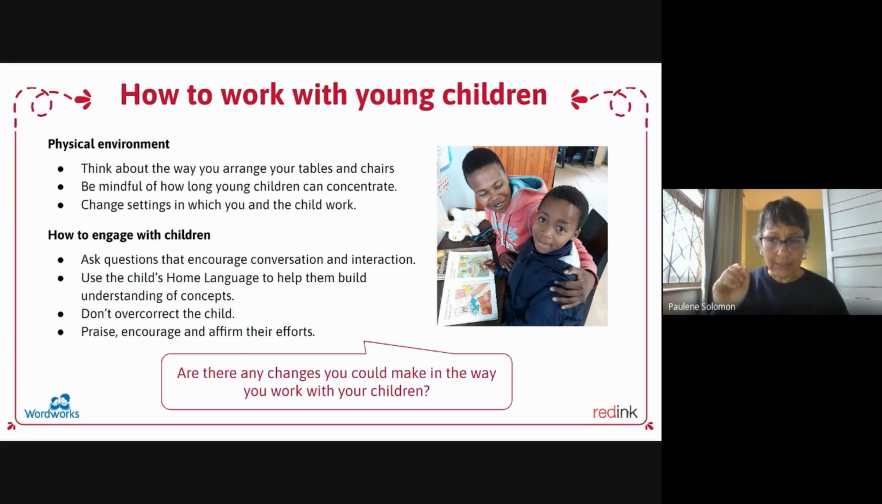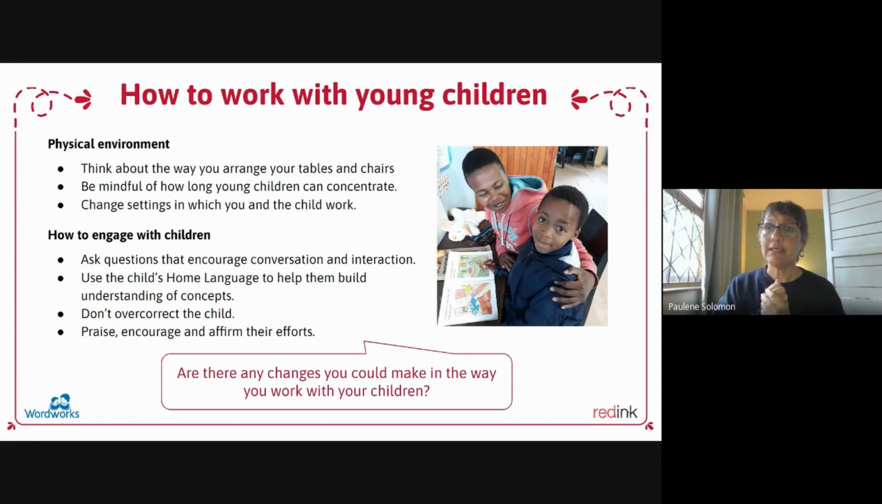So just as a little tip, once you've done one activity, get up, do an action, sing a song, say a rhyme, so that you help them get back into the right frame of mind again to do the next activity. So always be mindful that they can't concentrate for long.